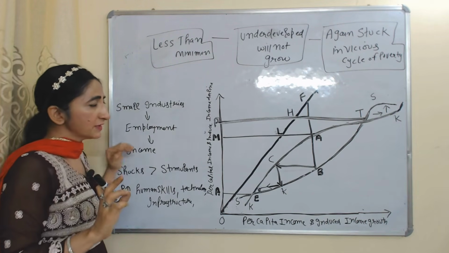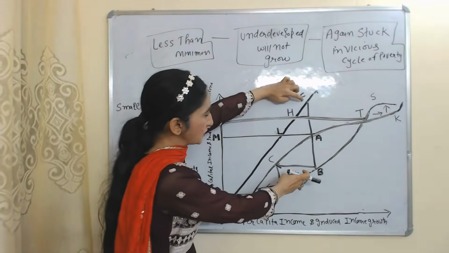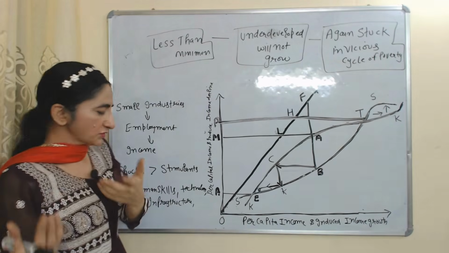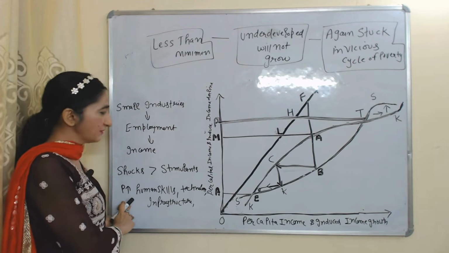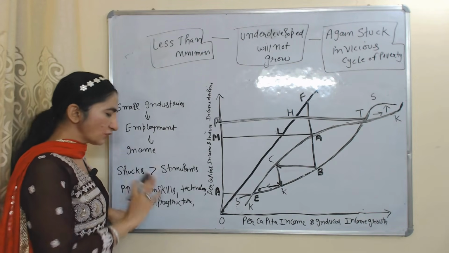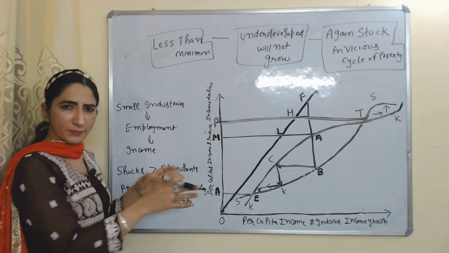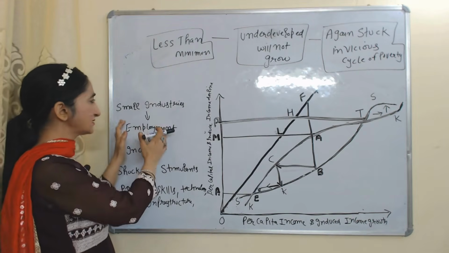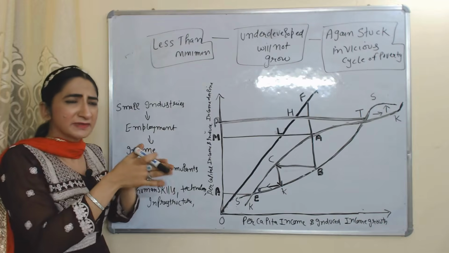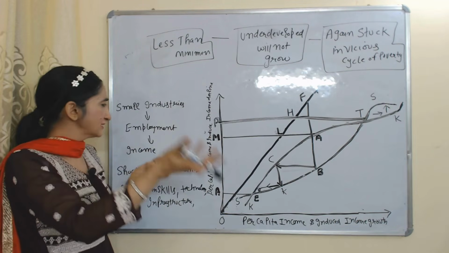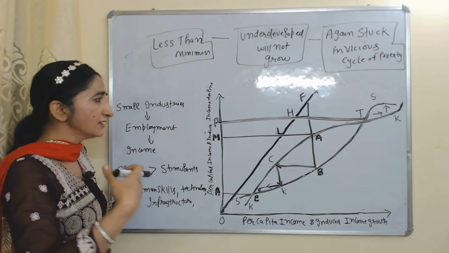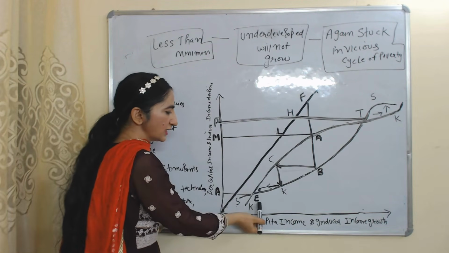But in our economy, shocks are more than stimulant. Shocks are FB, but stimulant are FB. More shocks means our population is very high and this income is not enough for the high population, and there is no human skill, old technology, no proper infrastructure. As a result, these industries are not able to compete with advanced industries and they shut down their businesses. As a result, employment and income fall in our economy and we again come back to this lower equilibrium point E.